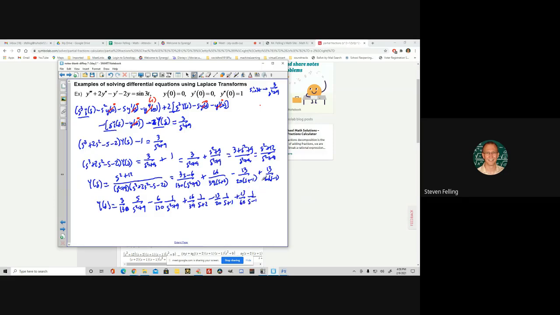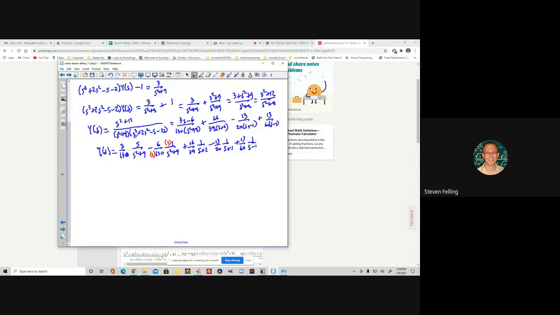So you want to try to write these things as constants times something that you can match in the table. And most of these are already ready to match. I think there's one fix-up we're going to have to do here: this one is almost what we need for sine, except that this has to be a 3 up here, so that this is 3 squared. So we're going to put a 3 down here as well to compensate for it. All right, so let's go ahead and do the inverse Laplace now.